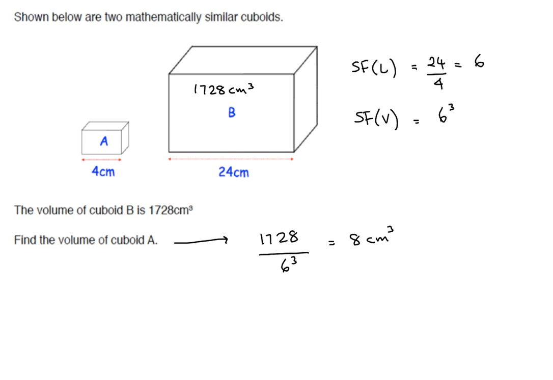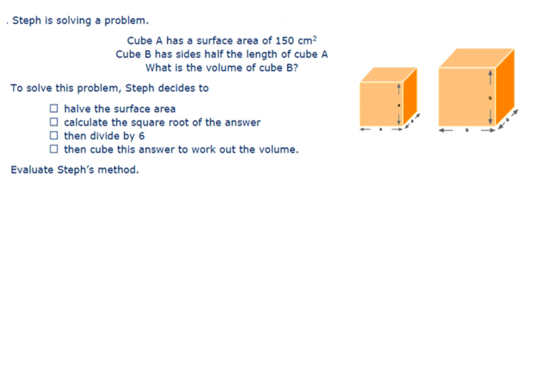Really easy, 3 marks. Okay, all right, this one just looks a little different. Steph is solving a problem. Cube A, and it's a cube, has a surface area of 150 centimeters squared. As I read, sometimes I just start calculating a bit.